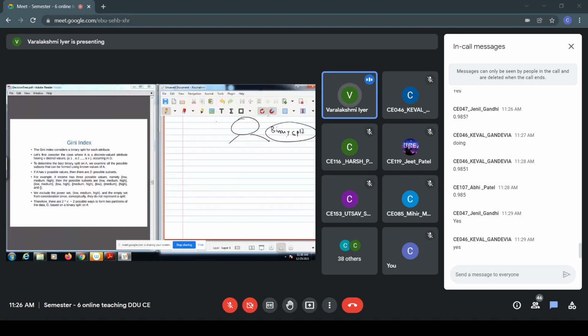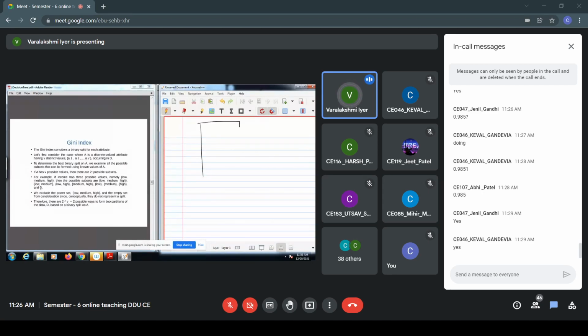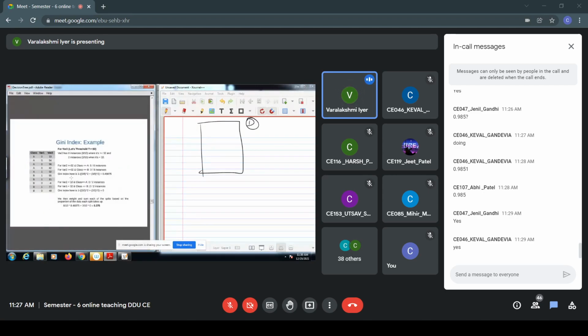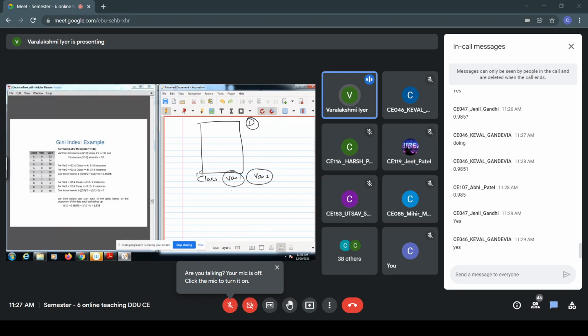Suppose we have a particular data set, and let us go through the example itself. We have a class and we have two variables, variable 1 and variable 2. Variable 1 is an attribute and it has three attribute values, for example 0, 1, 2. So it will create different combinations of these values.